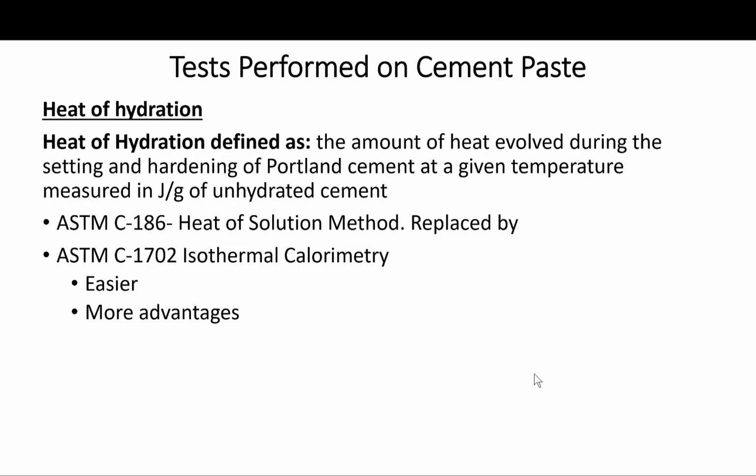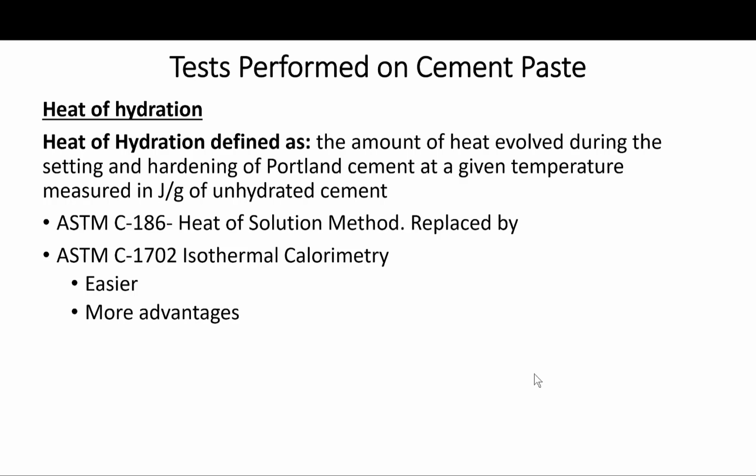This measurement was most commonly done by the method specified in ASTM C186, which is the heat of solution method. Basically, the heat of solution of a dry cement is compared to the heats of solution of separate portions of the cement that have been partially hydrated for 7 and 28 days. The heat of hydration is then the difference between the heats of solution of the dry and partially hydrated cements for the appropriate hydration period.